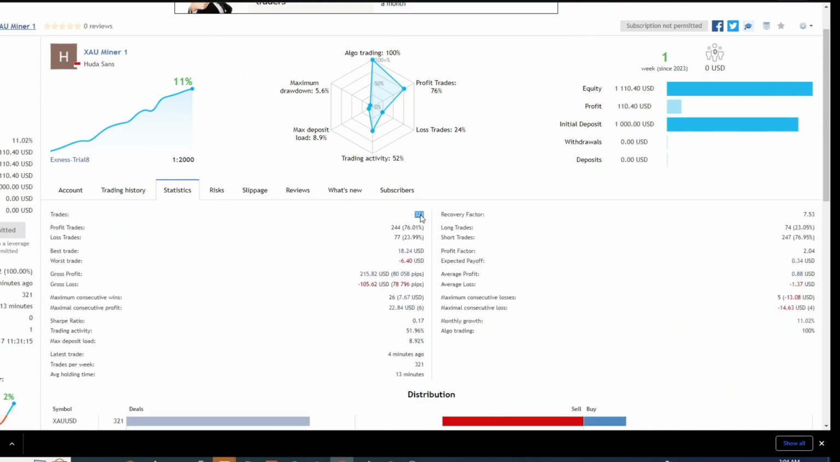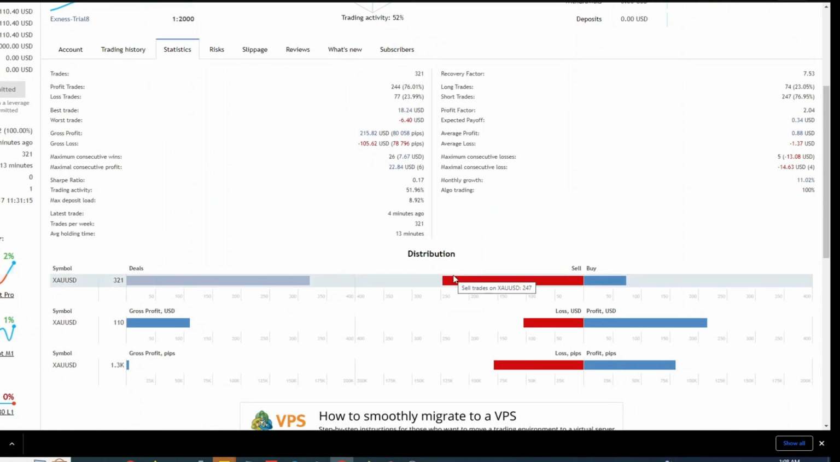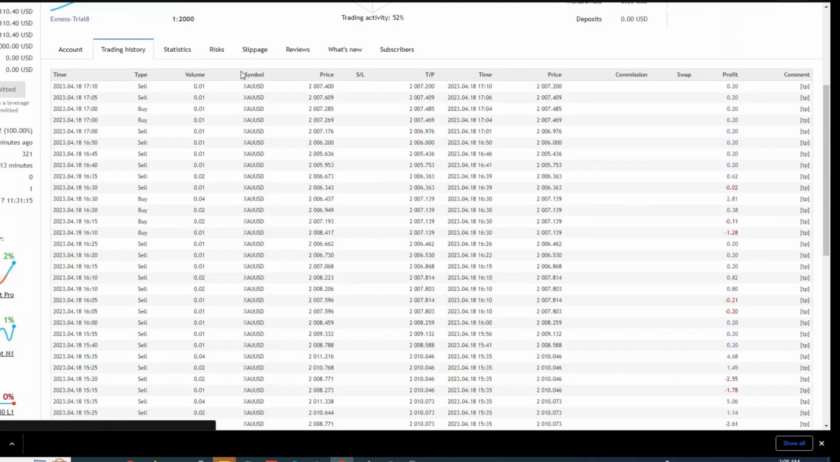In 1 week, a total of 321 transactions, with a profit ratio of 76%. The average trading duration is 13 minutes. Open buy 74 transactions and open sell 247 transactions. Loss 105 USD and profit 215 USD. Trading history. This is a transaction of martingale and grid strategy.